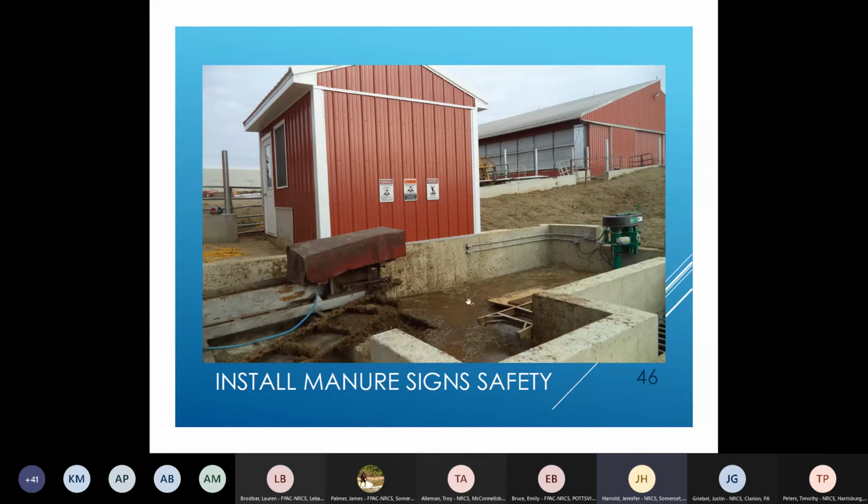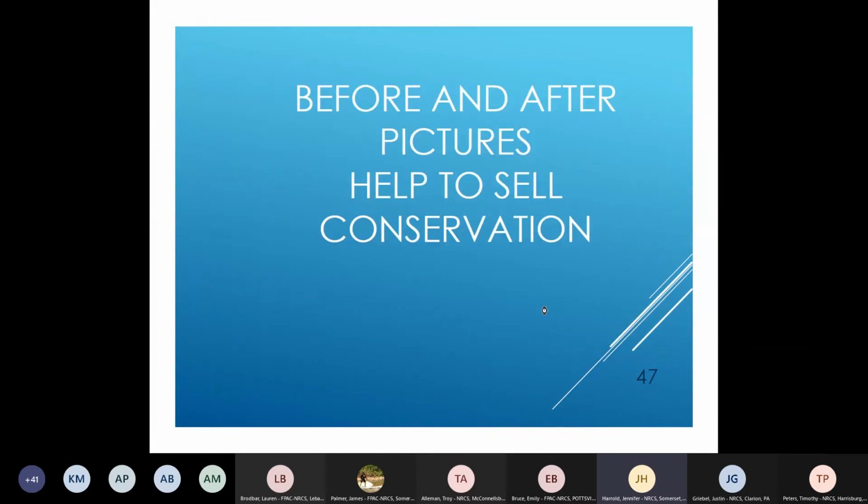Here we have another reception pit in the ground. Here's the manure pump. Here's the gutter cleaner, dumps into an opening, falls into the storage here. And here are the manure signs, and this is the pump housing. So there's potential for manure gases to build up there as well. But we've got the signage and safety protocol in place.